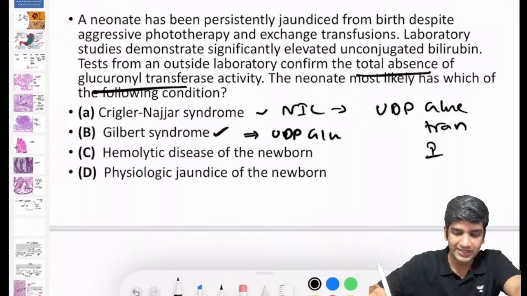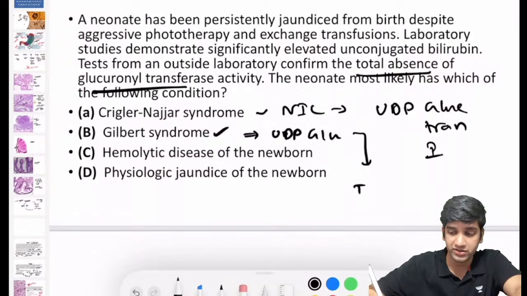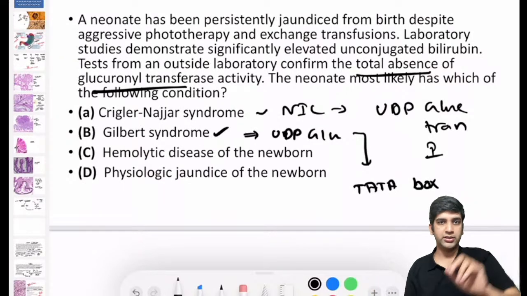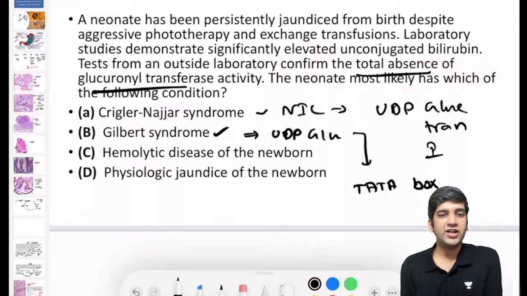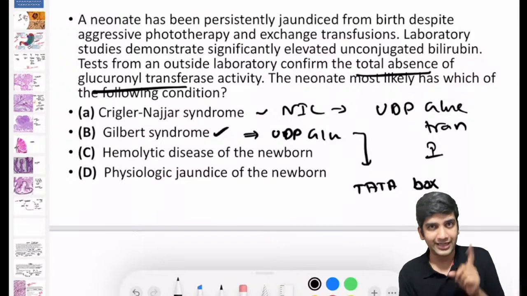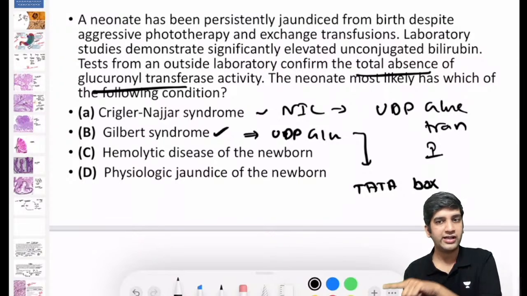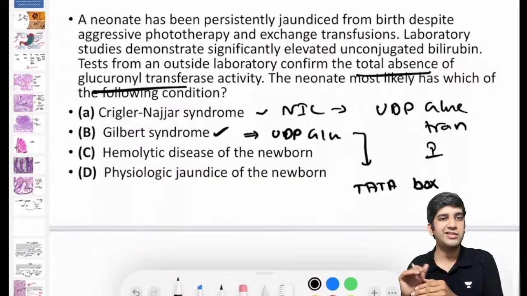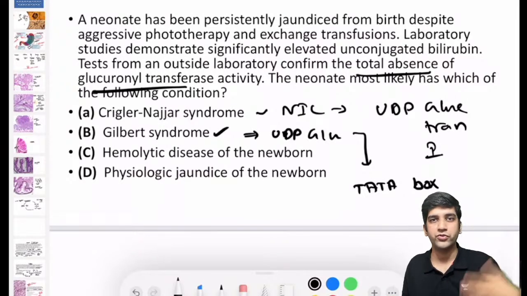The only thing in Gilbert syndrome is there's a mutation in the TATA box. You must have heard about the TATA box, right? The TATA box component of the UDP glucuronyl transferase gene gets mutated in Gilbert syndrome, which means the promoter sequence is disturbed, so there's a disturbance in the production of your enzyme.